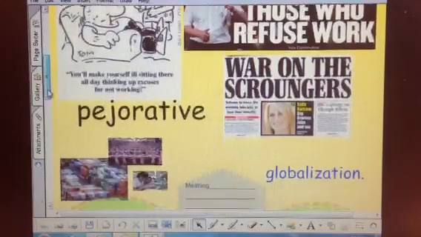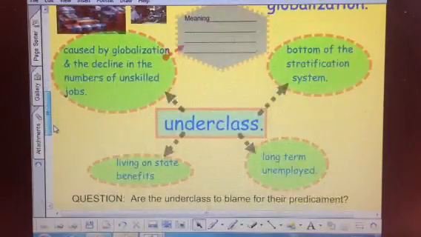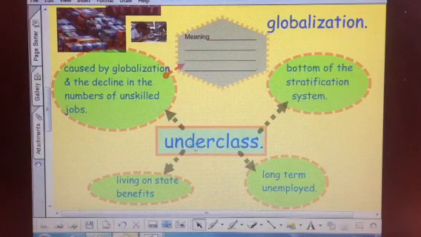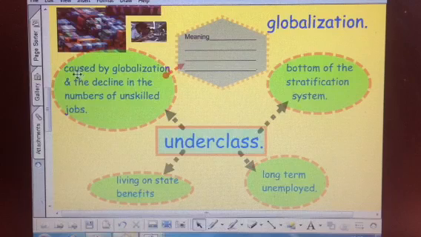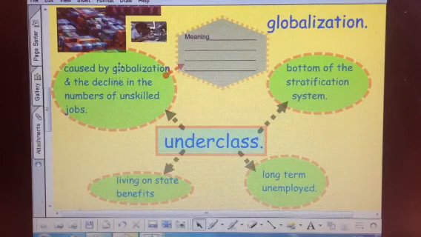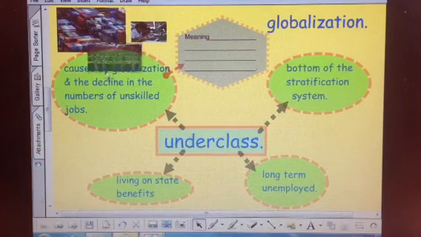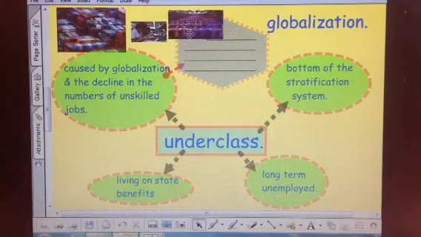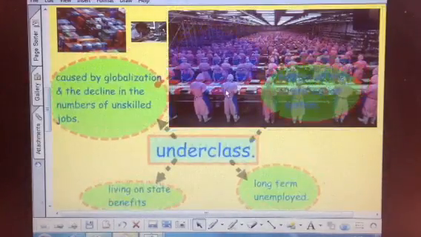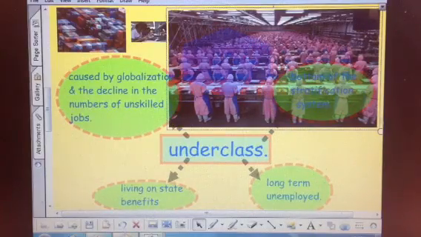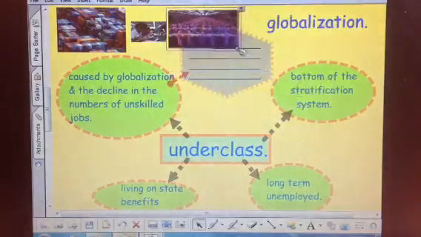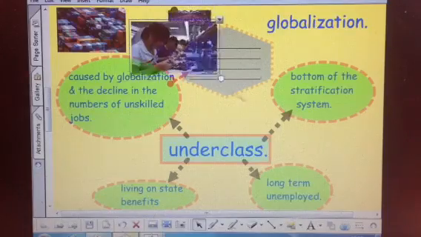Moving on. So the underclass, who we do in this lesson, put very basically, has been caused by globalisation and the decline in the number of unskilled jobs. Think of it like this: 50 years ago, there were lots of jobs in factories, lots of jobs doing work like this. Making things. Work that's not very skilled.